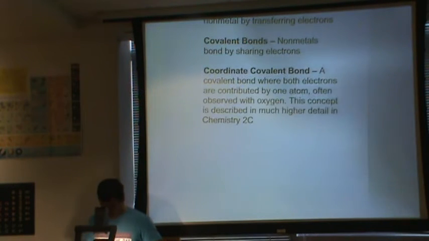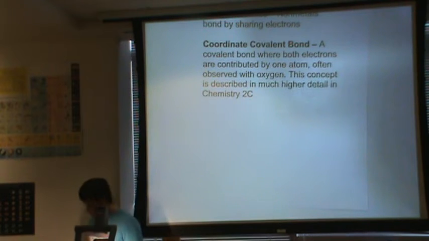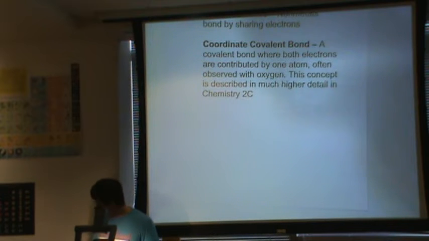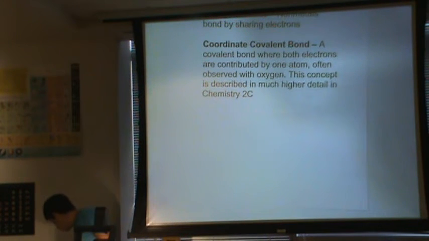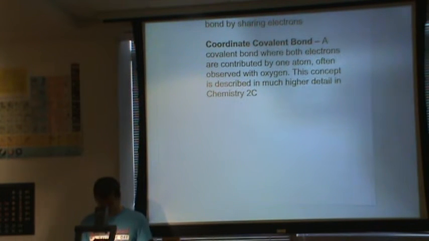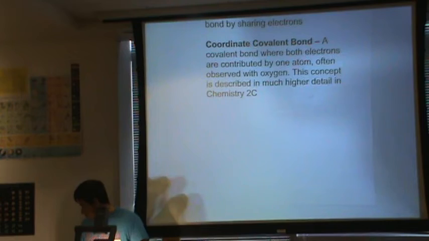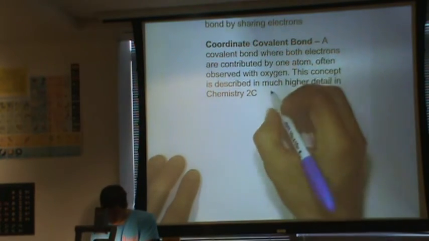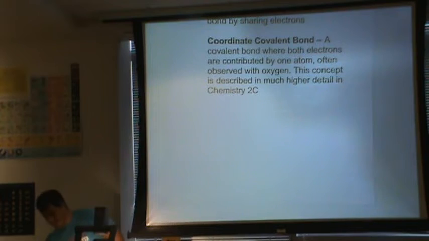We have the coordinate covalent bond, which is a covalent bond where both electrons are contributed by one atom, often observed with oxygen. This concept is described in much higher detail in 2C. So for those who are taking Chem 2C, you guys are going to make metallic molecules in which the metal is surrounded by other atoms or other molecules, and those molecules like to coordinate towards the metal center. As an example, let's do phosphate. Actually, let's use a blank piece of paper.